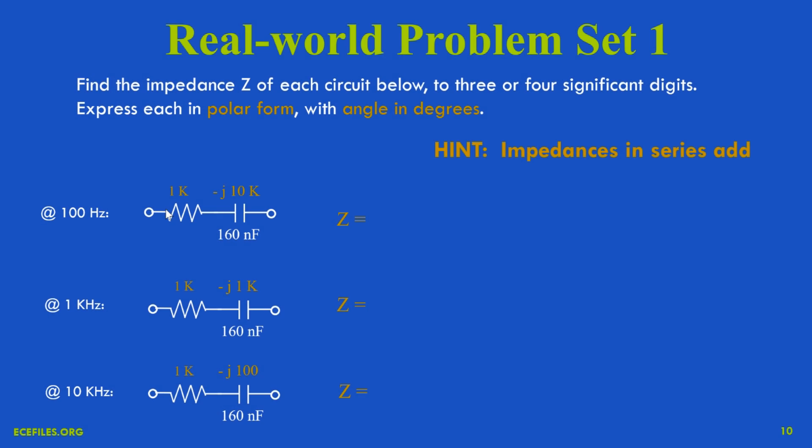So to solve this first problem, I'll go ahead and tell you, impedances in series add. So this is an impedance, this is an impedance, we add them. So Z is 1K plus a minus j10K. So write that here, and if you're following along and you want to write this down before I show you the answers, then do so now, freeze it here. All right, here come the answers.